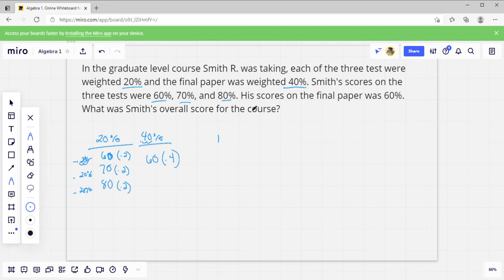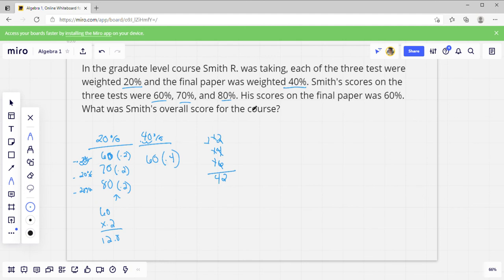So 6 times 2 is 12. That'd be 1.2. Or would it, let's see, 60 times 0.20. 6 times 2 is 12. Oh, it will be 12. Whoopsie. 12 for that first one. And then 7 times 2 would be 14. And then 8 times 2 would be 16. We're going to add those together. 10, 11, 12. 1, 2, 3, 42 points for all that.